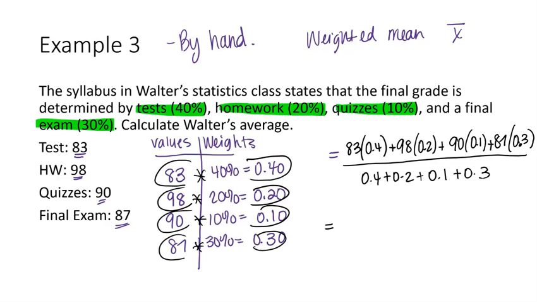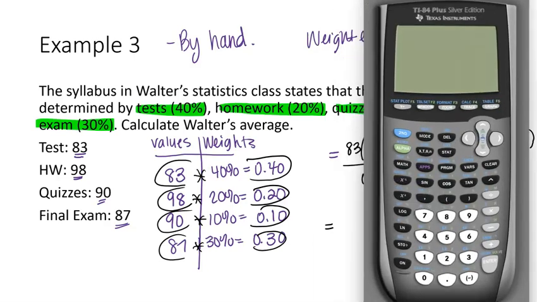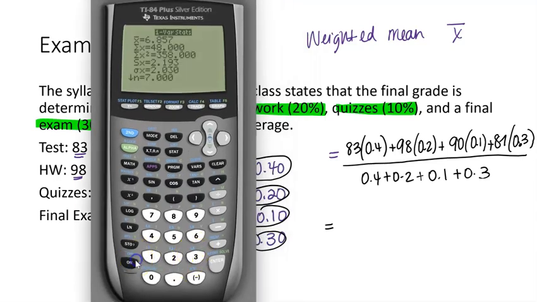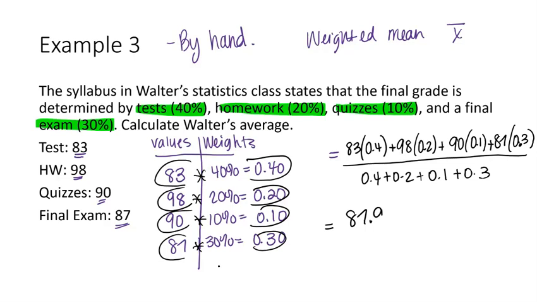So let's go ahead and bring our calculator out. All right, so across the top, I have 83 times 0.4 plus 98 times 0.2 plus 90 times 0.1 plus 87 times 0.3. So across the top, I get 87.9.